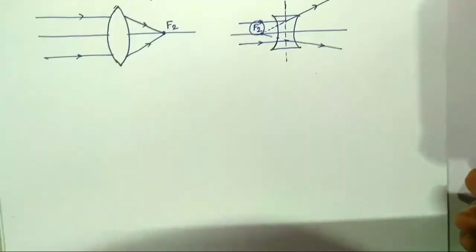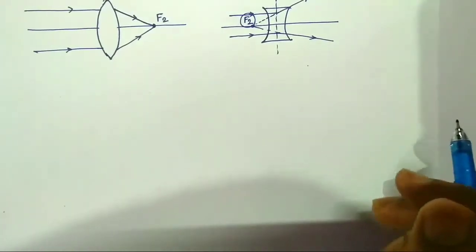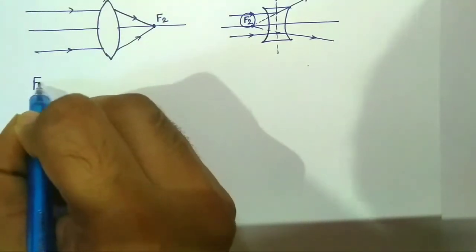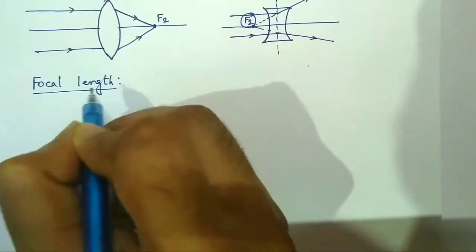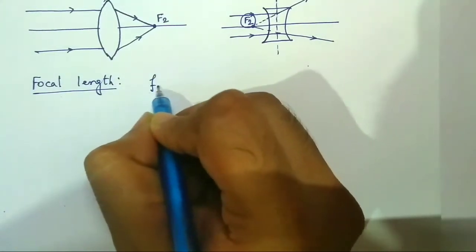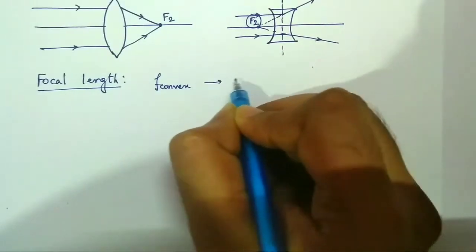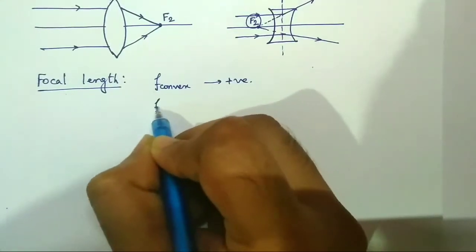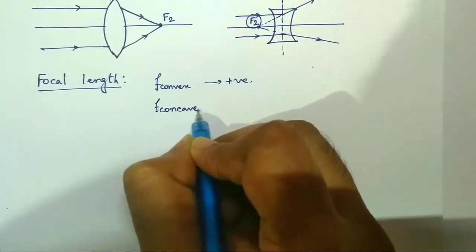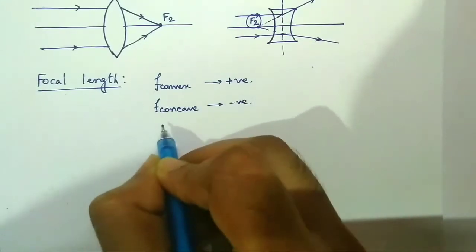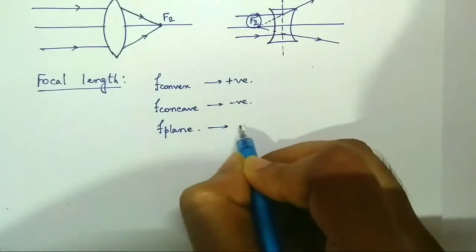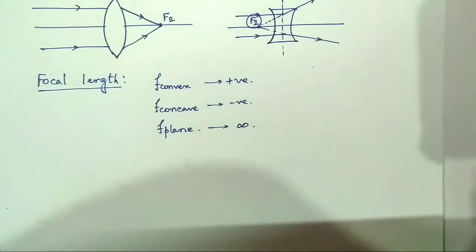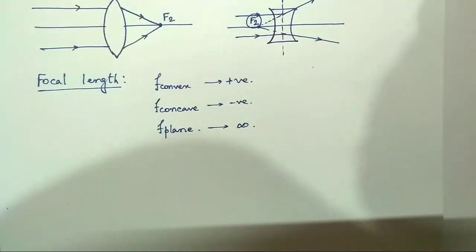Now, we have the primary concept, the focal length, the sign convention of the focal length. We know the focal length for a convex lens is positive. The focal length of a concave lens is negative, and the focal length for a plane reflecting surface is infinity. Okay? Now, aperture. What is an aperture?